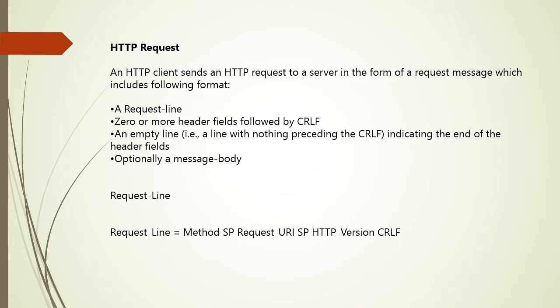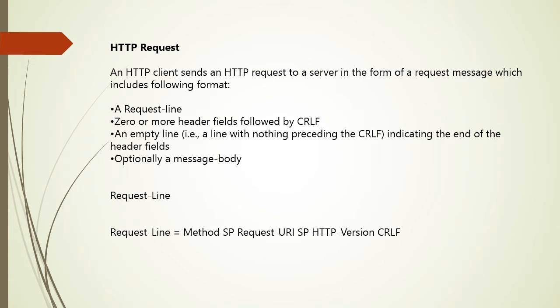Consider the HTTP request. The HTTP client sends an HTTP request to the server in the form of a request message, which includes the following format. First is the request line, then zero or more header fields followed by CRLF, then an empty line, that is, a line with nothing preceding the CRLF, which indicates the end of the header fields, and optionally a message body. The following sections explain each of the entities used in the HTTP request message.